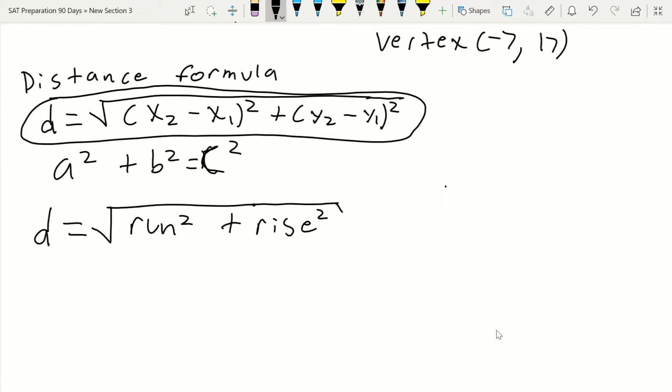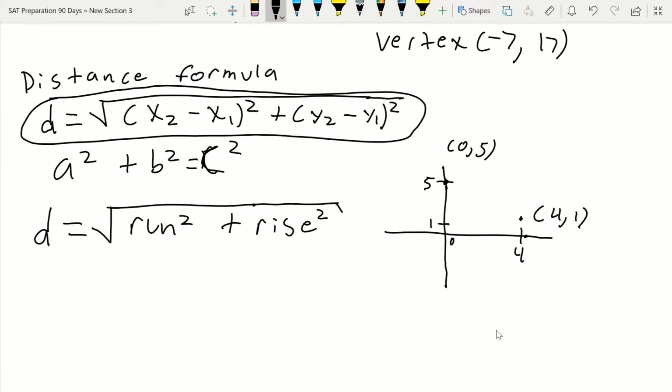So if you were given a coordinate plane, let's say we had a first point at 0 and 5. Let's say that we have a second point then that is at 4 and 1. So let's say we had to find the distance here.